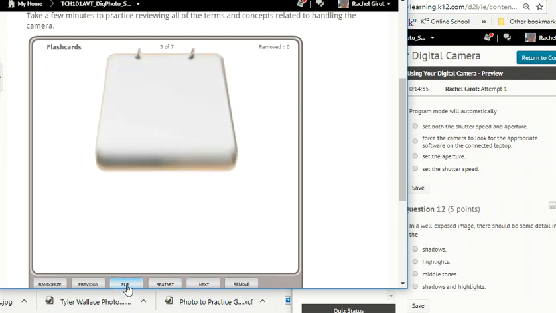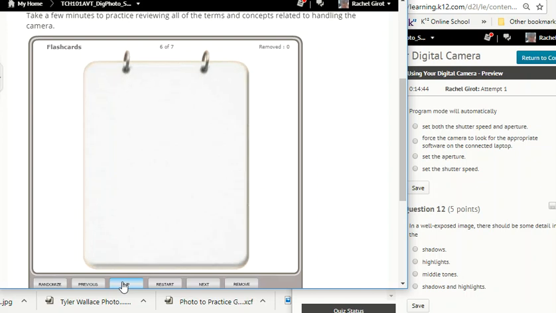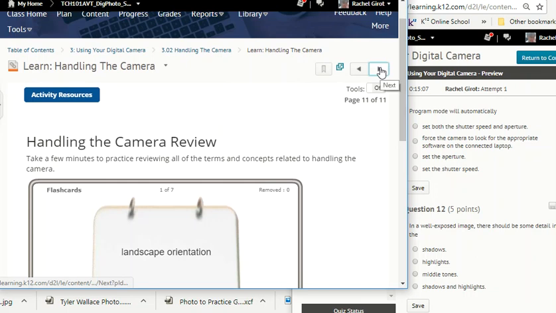Firm base for camera. Feet shoulder width apart using 2 hands. Red, green, blue. Fundamental colors of the scene that the camera records. Half push. Technique used to reduce shutter lag. All right, and that brought us right back to the beginning. Nice job. Okay, so what were we doing? Program mode will automatically. So let's look at program mode.